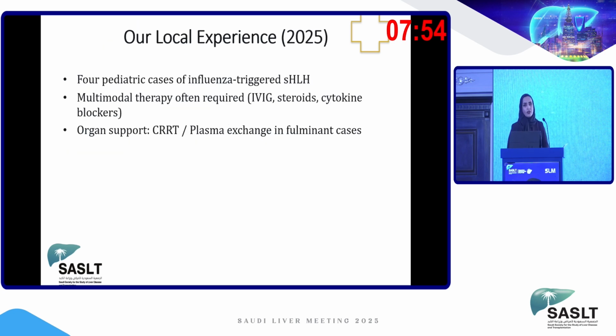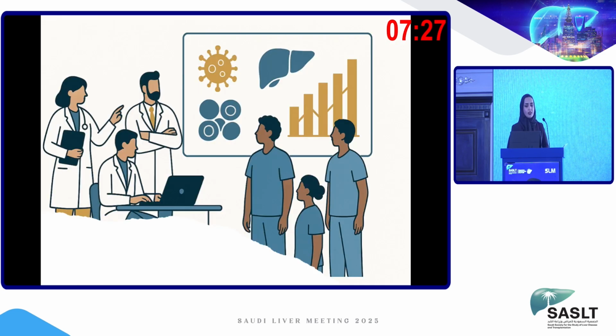So what do we have in our local experience in 2025? For the first quarter of 2025, why am I telling you that? Because we have started to have similar cases again. We had 4 pediatric cases of influenza-triggered secondary HLH. Multimodal therapy has been required for these cases, including IVIG, steroid, cytokine blocker, and organ support, including CRRT and plasma exchange in severe and fulminant cases.